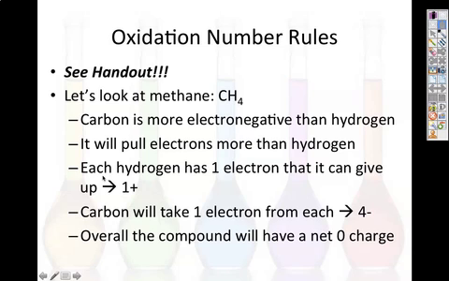So let's take a look at that again. Each hydrogen has a 1 plus. There's 4 of them. That's a 4 plus. The carbon, since it's taking 4 electrons, would be a 4 negative. 4 minus 4 is 0.